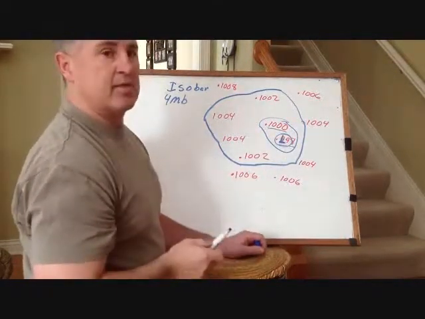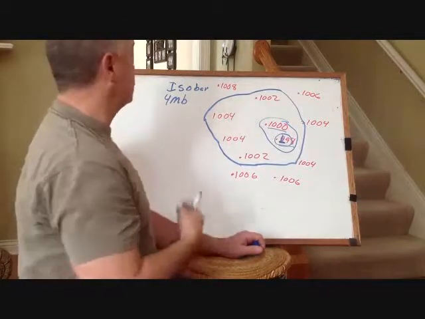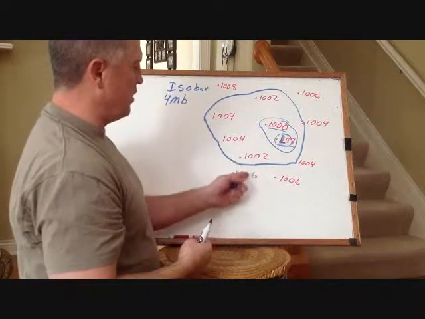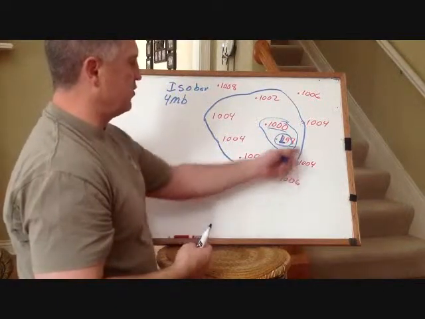So that's how you plot isobars. Every 4 millibars, connecting the dots, making sure that if it's not on the map, it has to go in between because you know 4 is in between there and between there and there.